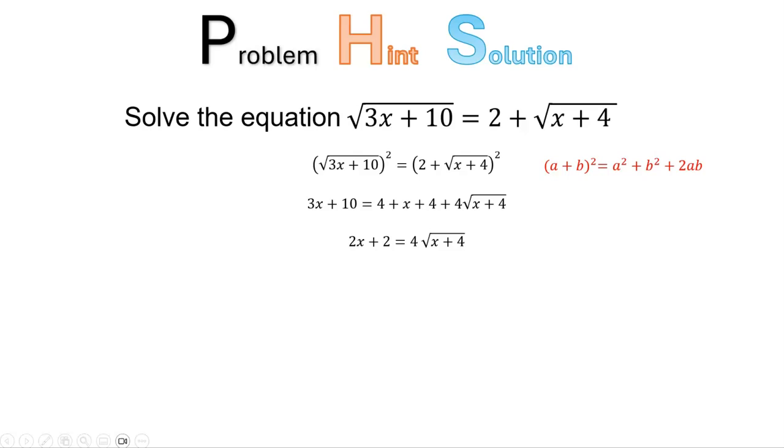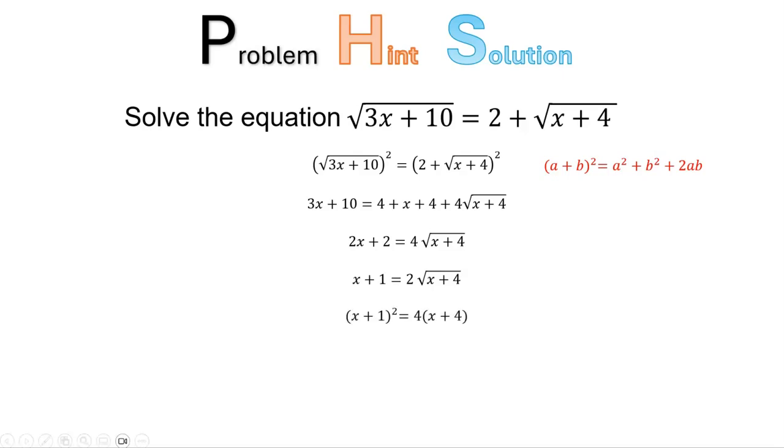and bring everything else onto the left hand side, because I'm going to need to square both sides again to get rid of this square root, and this just makes it a bit simpler. But I've noticed also that I've got a factor of 2 here, so I might as well divide both sides by 2. So I'm left with x plus 1 equals 2 root x plus 4.